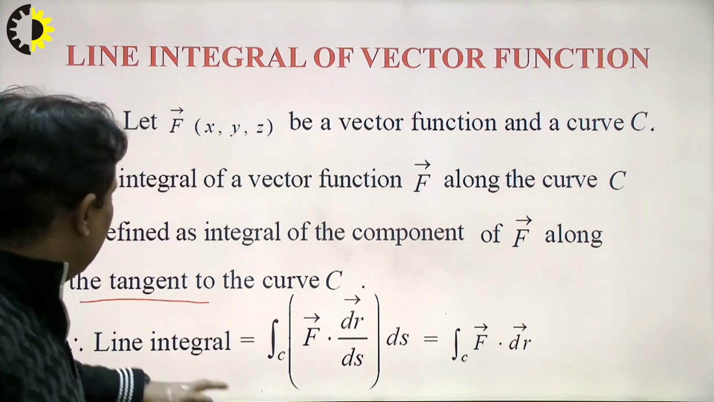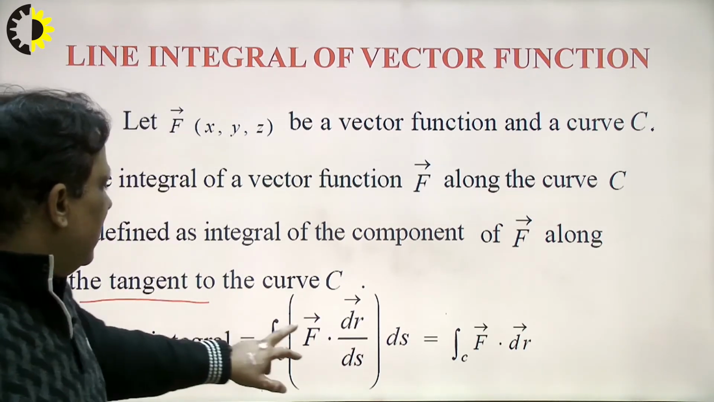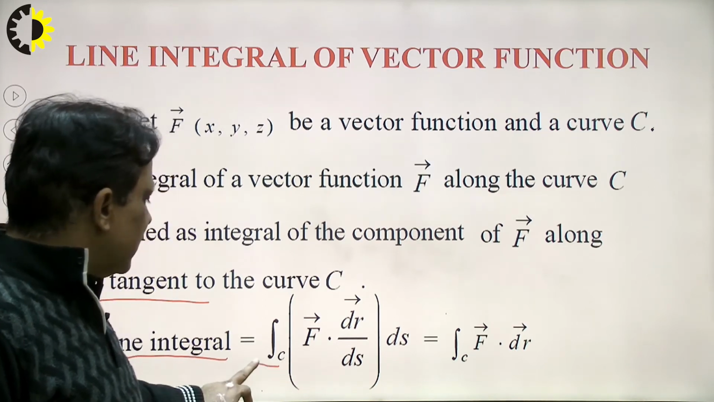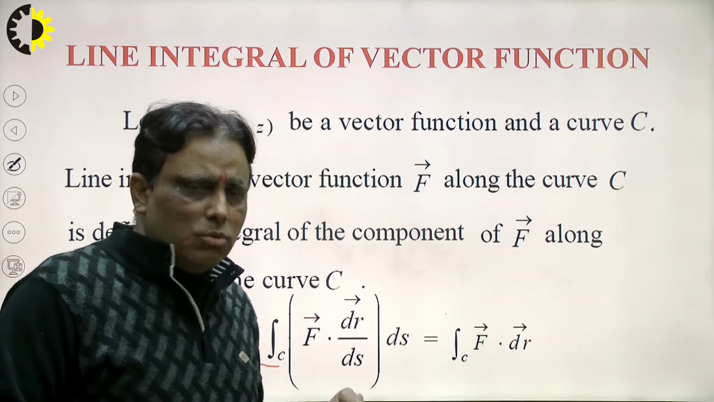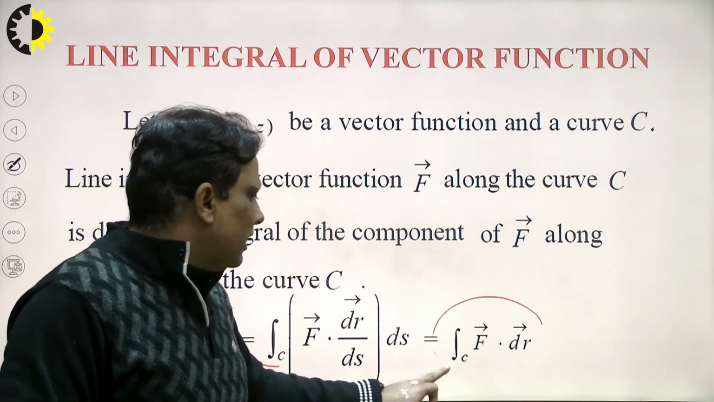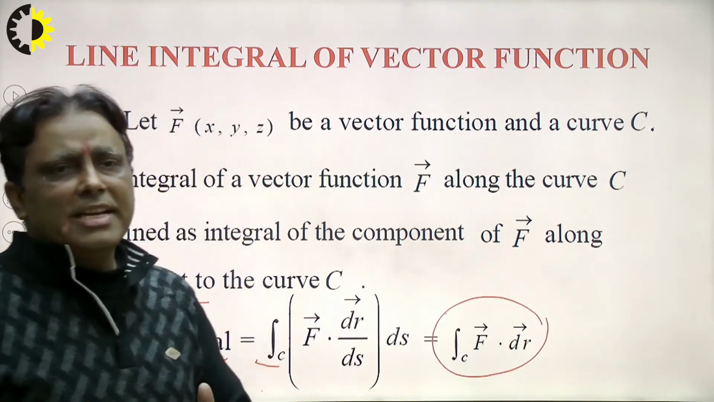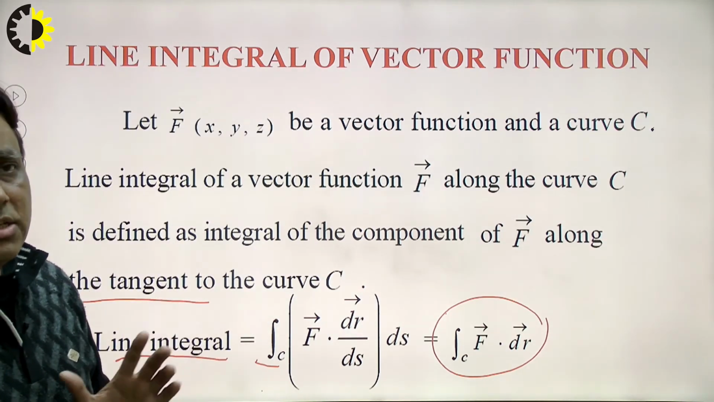That means the line integral is denoted by the line integral sign, f dot dr over ds into ds. The total conclusion will be f dot dr. This is the line integral, right? F dot dr is known as the line integral.